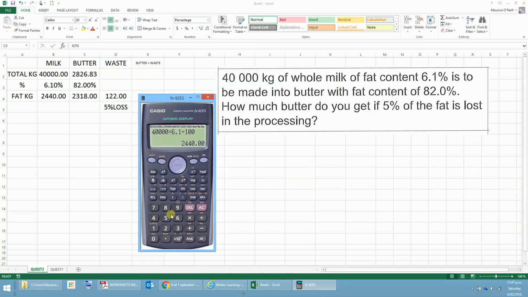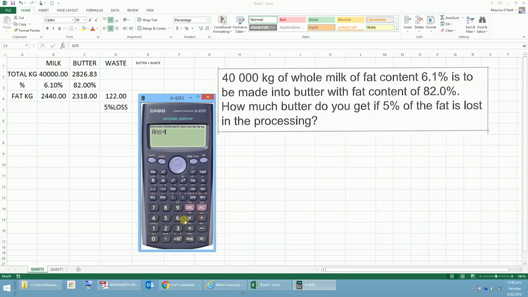So first of all, the 5% one across there, 2,440 times 0.05 is 5% equals 122. Okay, or you could go 5 divided by 100, 122, and then we'll go 2,440 minus the 122, and that gives us a 2318, okay, which is the amount of fat in the butter.